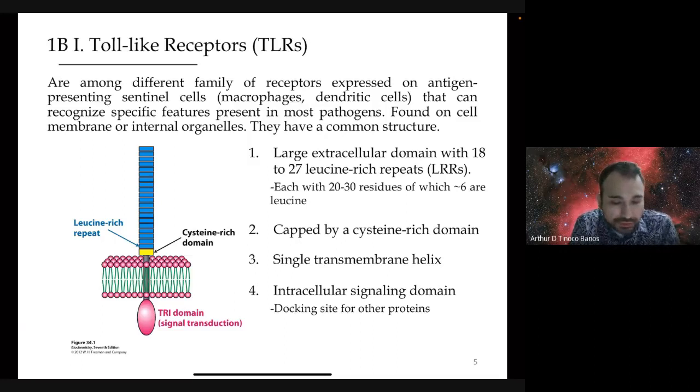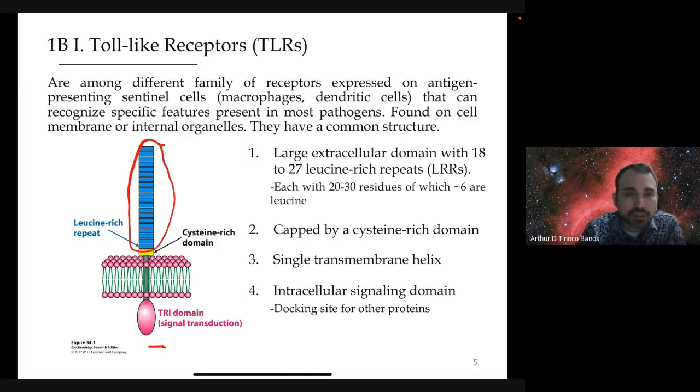And so the toll-like receptors have a common structure, as depicted in this image here. One of the major features is the presence of a large extracellular domain with 18 to 27 leucine-rich repeats. That is depicted here in these blue rectangular-like representations, although that's not actually how the structure looks. Each of these repeats consists of 20 to 30 residues, of which 6 of those residues are leucine. Then the next component is a cap, that is a cysteine-rich domain.